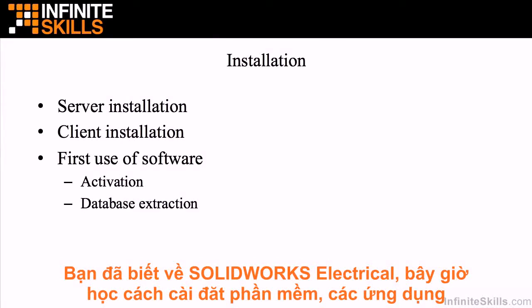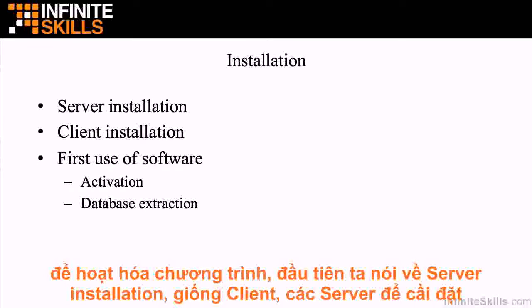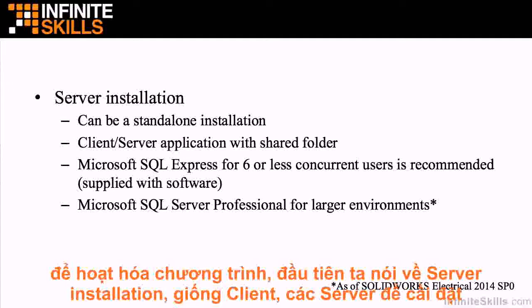Now that we know what the software is all about, let's talk about how to install it. There are three components to install: the server application, the client application, and the activation. So let's talk about how to install the server first. The server can be installed on the same computer as the client, but if you're working in a company where you have multiple users, you'll install this on a server.